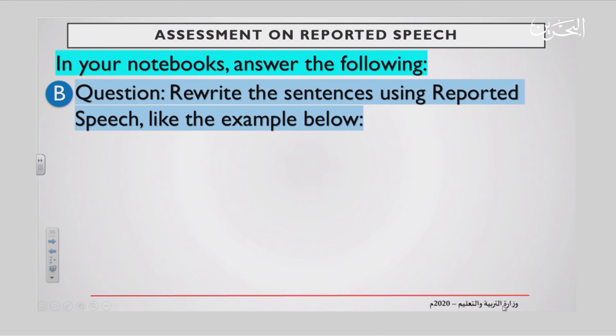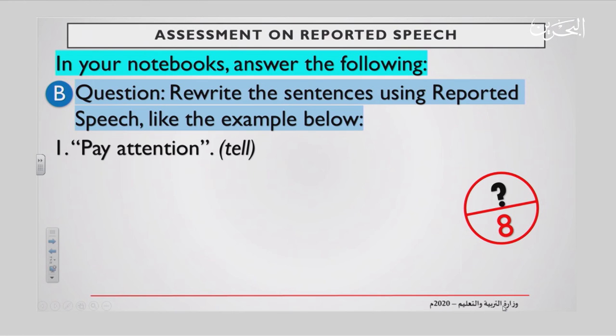Task number four. In your notebooks, answer the following. B, rewrite the sentences using reported speech like the example below, and you have a mark of eight. Number one, pay attention, tell. You have to use "tell" to make reported speech. He told me to pay attention.